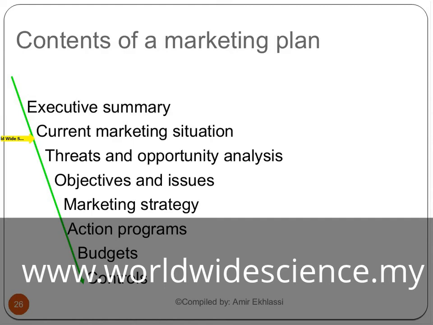Then threats and opportunity analysis. The second one is about what the threats and opportunities are, and in this case you can also evaluate your strengths and your weaknesses. And then objectives and issues. After defining and determining the objectives, you should go to marketing strategy and action programs. It is to accomplish or perform your plan, and you need budgets, and you should determine the budgets for your action programs.